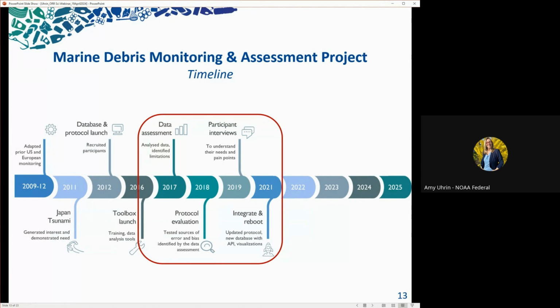And the last couple of years, we've focused on bringing all of these insights and lessons learned together into updates that included a new survey guide, online training videos, educator resources, and a complete overhaul of the database to include data visualizations, which is really exciting. So it was really a true rebooting of the monitoring and assessment project.